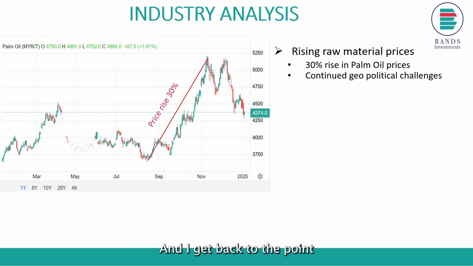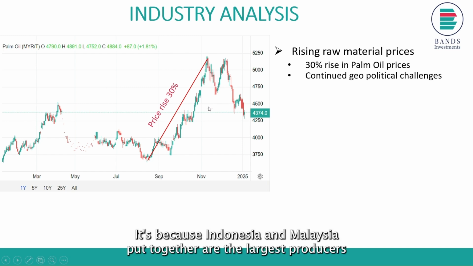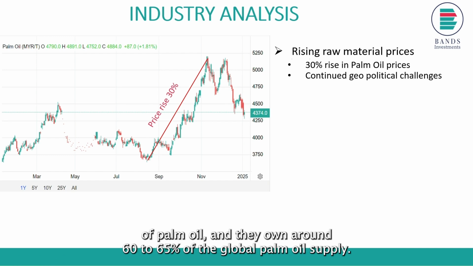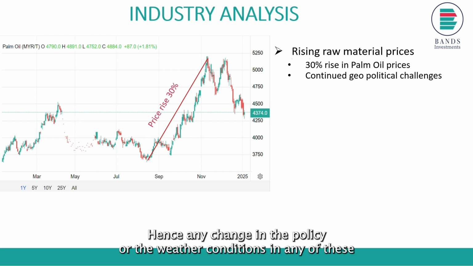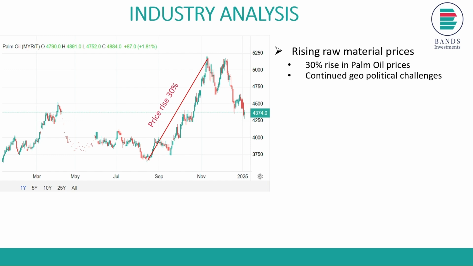And I'll get back to the point as to why I've used a Malaysian ringgit chart over here. It's because Indonesia and Malaysia put together are the largest producers of palm oil, and they own around 60 to 65% of the global palm oil supply. Hence, any change in the policy or the weather conditions in either of these two countries has a direct impact on the prices of palm oil.